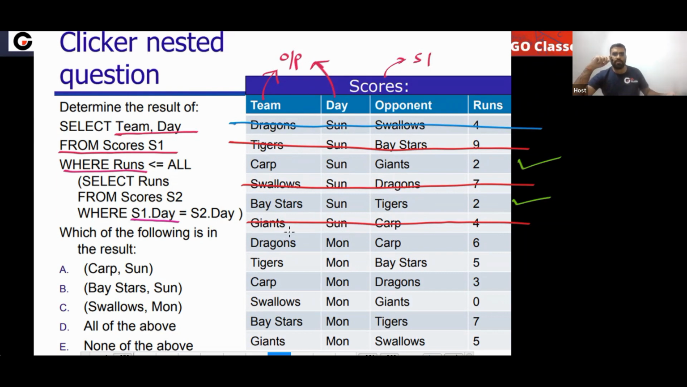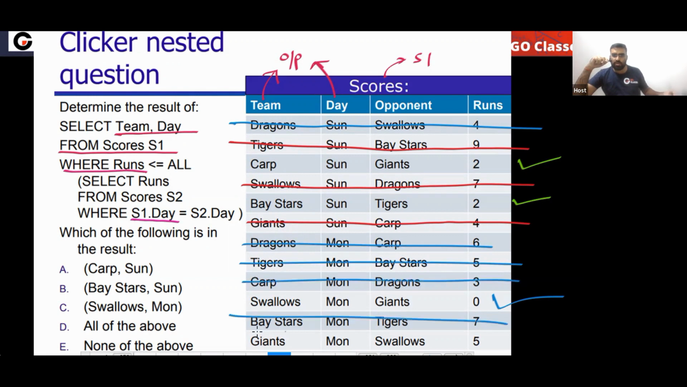Okay. So now, what is the next? On Monday, who has the least score? On Monday, this has the least score, right? This is gone, this is gone, this is gone. So finally, what will your answer be? Carp, Sunday will be in the result. Next, this will be on Sunday.